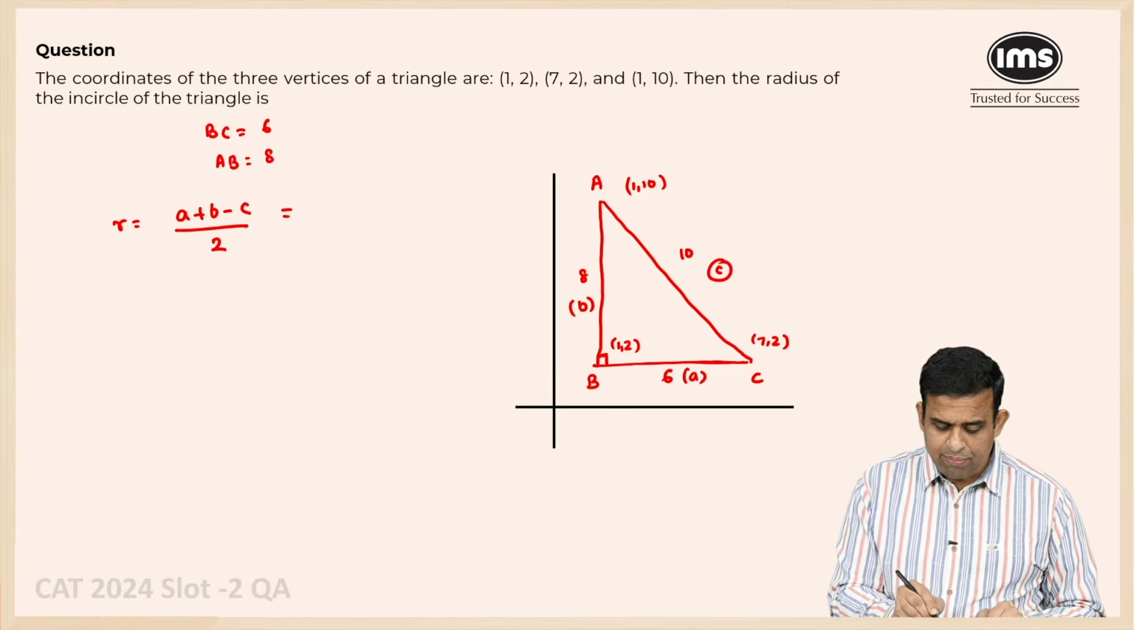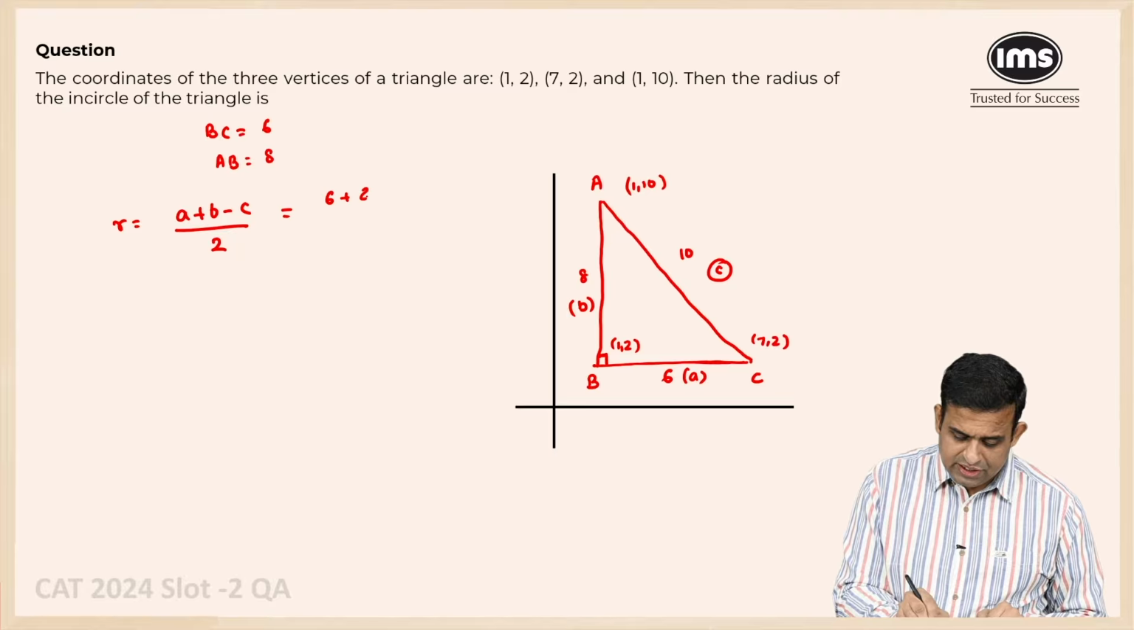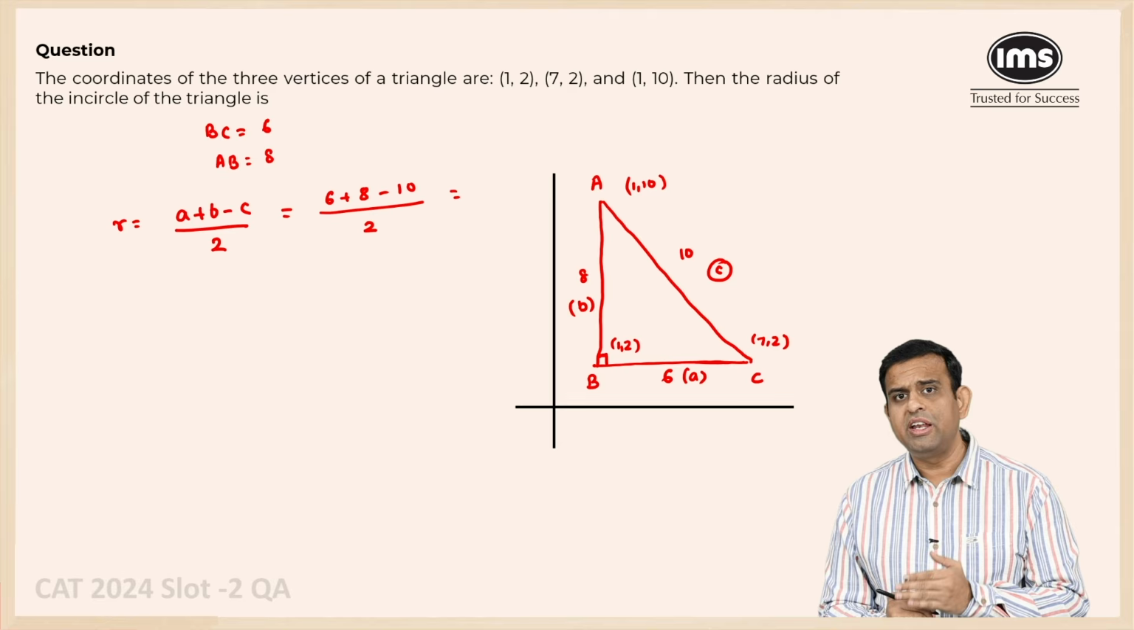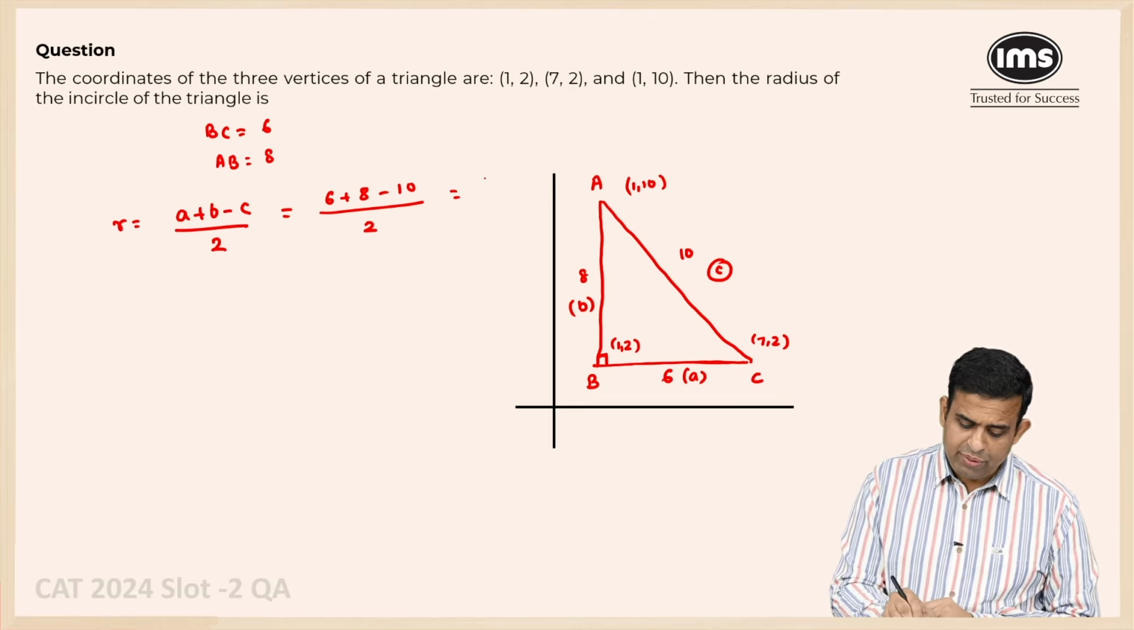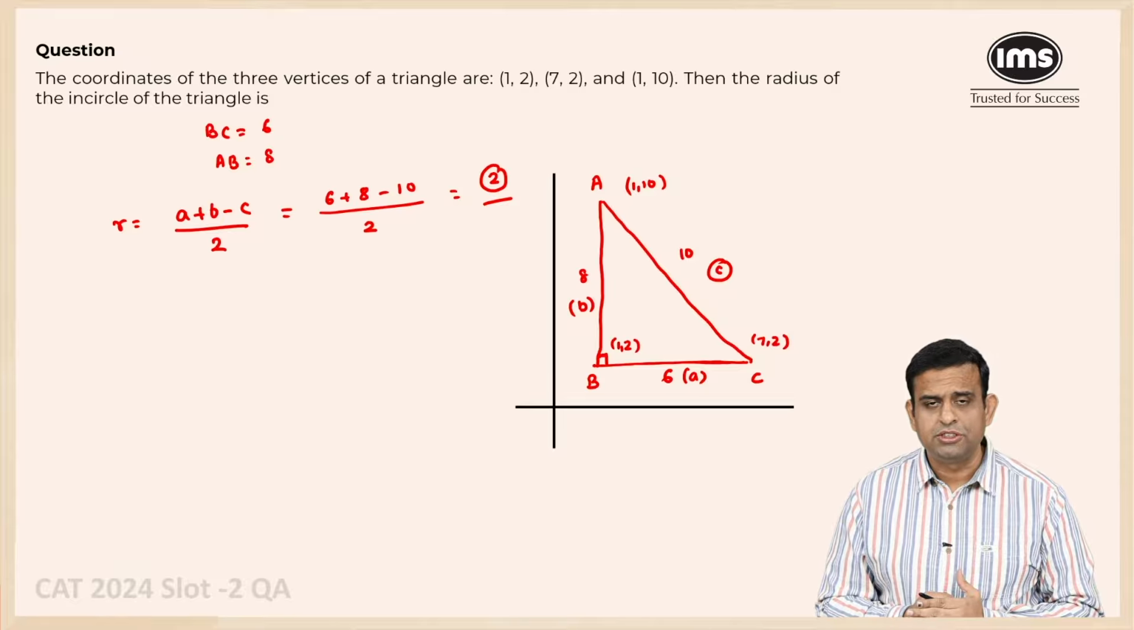And how much is that? One can say (6 + 8 − 10) / 2, and that becomes 14 minus 10, which is 4. 4 divided by 2 is equal to 2. Hence 2 is the answer for this particular question.